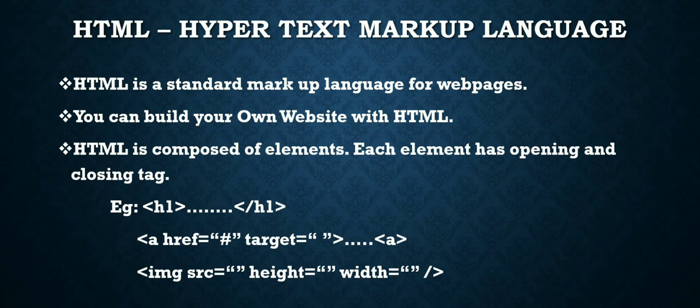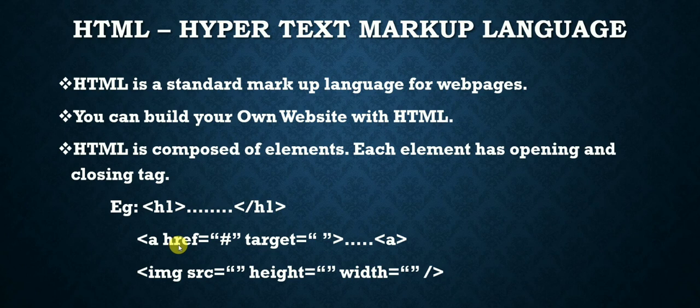Some examples are given here, like H1. This is the opening tag and this is your closing tag. This is known as a heading element. In the second example, we have a link. Don't worry about these things now. We are going to learn these things in the upcoming lessons. Here this is called an anchor tag.